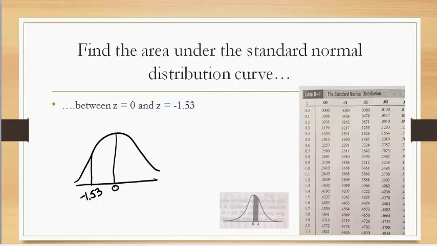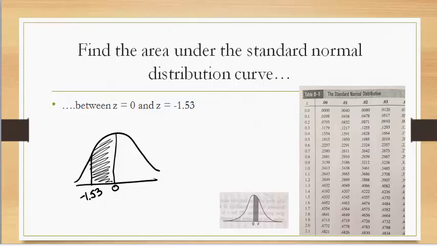All right, and the problem asks us to find the area in between 0 and negative 1.53, and so I'm going to shade in that section. Okay, now if you notice in your table, you do not have any negative values. So the best you're going to be able to do is to look this up as a positive 1.53.